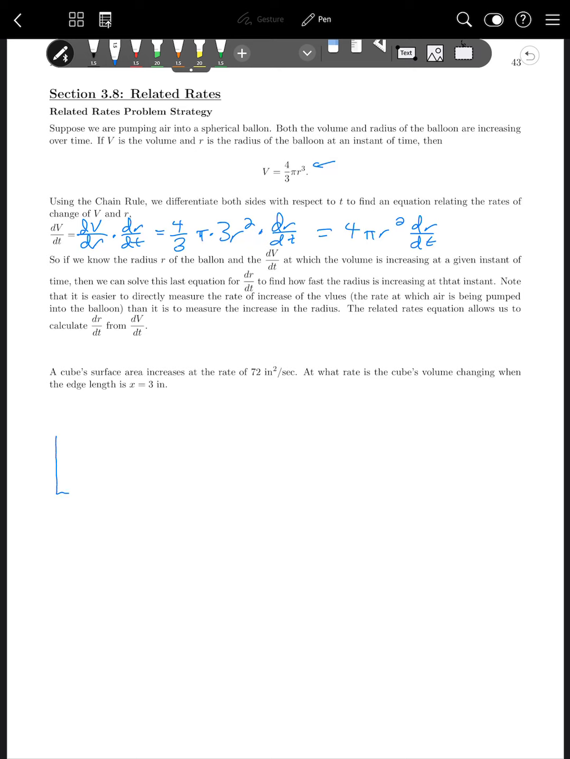So what we have going on here, and it can be helpful to draw pictures, is a cube where the edge length is changing. Let's call that x. Since we're talking about volume and surface area, it's going to be useful to have formulas for both. The formula for volume of a cube is just x cubed: length times width times height. And for surface area, you simply add together the areas of each side. The area of each side is x times x, and there are 6 sides to a cube, so surface area would be 6x squared.